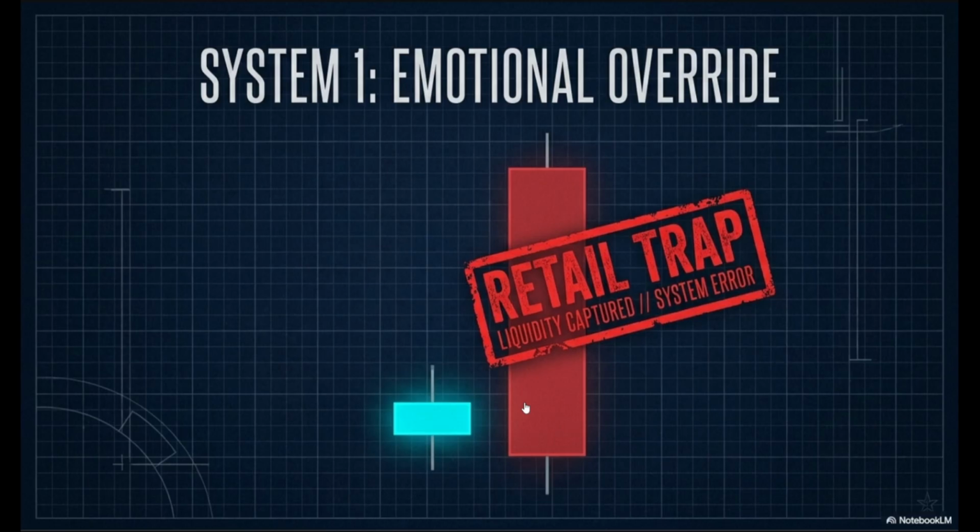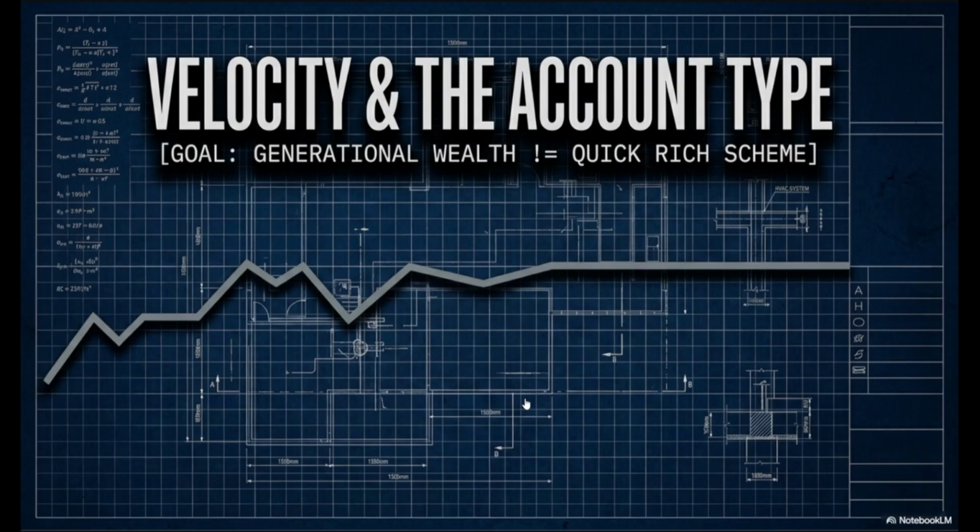This brings us to variable number 2, velocity and the account type. Are you in a rush to quit your job, or are you building generational wealth? Let us say you have a personal account with 500 euros. If you deploy an aggressive risk model, risking 2% per trade, you are risking 10 euros. Even with an incredibly high win rate, you are not going to get rich this way. The math simply does not support it.